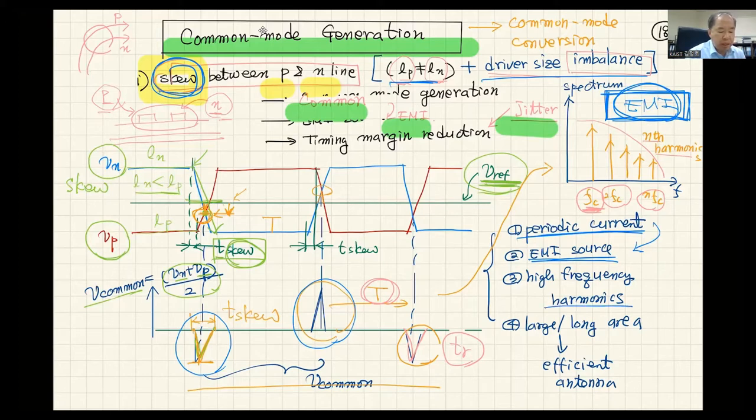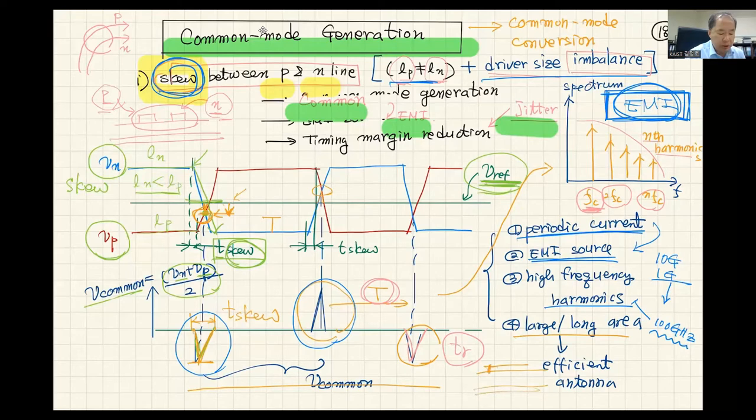Especially, let's assume that your basic clock frequency is 10 gigahertz or 1 gigahertz. Sometimes this harmonic can reach up to 100 gigahertz. So we really have to be careful about this common mode generation. Especially why the common mode is such a problem, because it is conducted through ground. Common mode is conducted to anywhere.